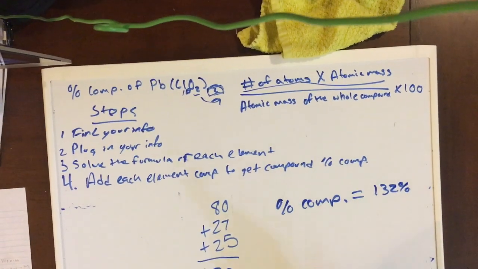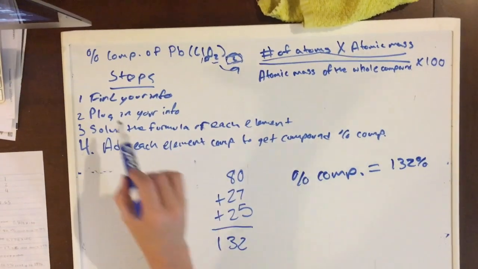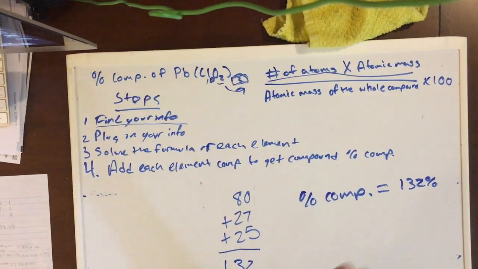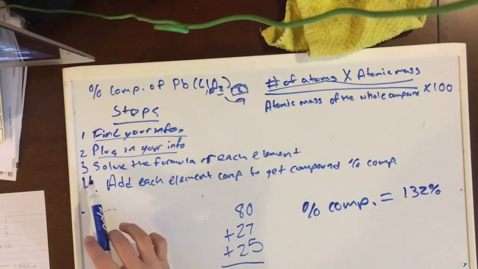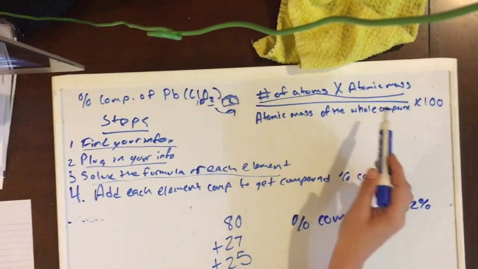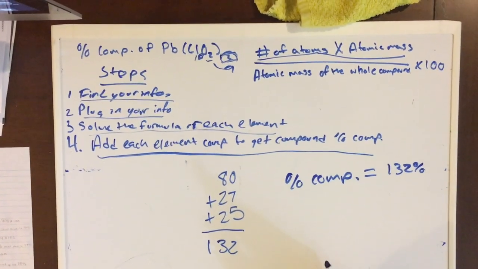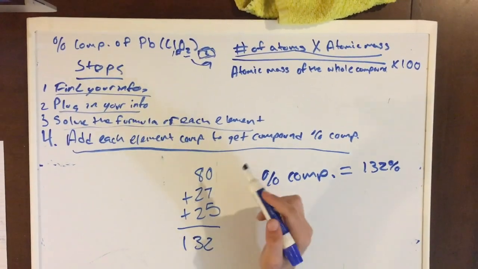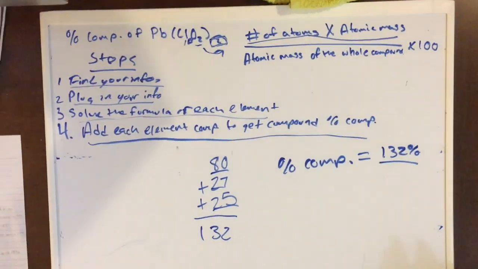So in conclusion, or in a summary review, you will need to find your information. So in other words, find your number of atoms and your atomic mass. You need to plug in your info, which is where you get this, and then you'll need to solve for your formula of each element. So you'll plug in and then solve this formula, and then add each element composition to the compound for the compound composition, percent composition, which is 80, 27, 25. And that is how you get 132.